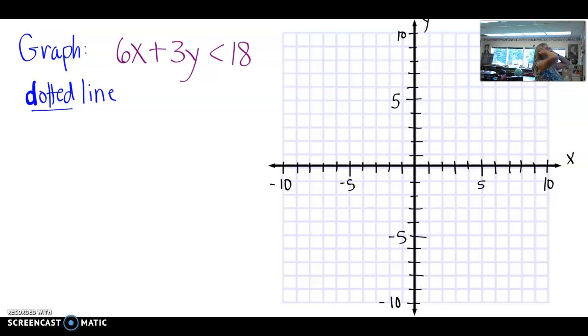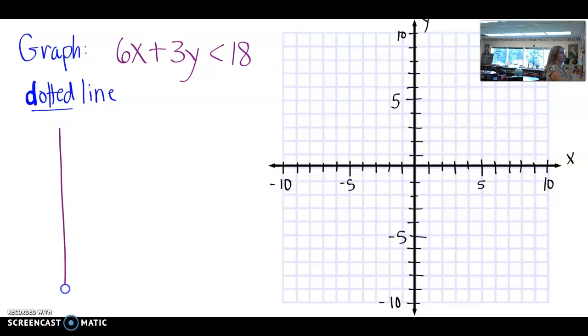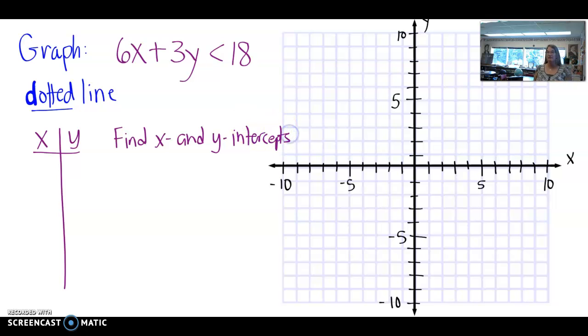So the easiest way to do it when this is in standard form like it is, it's not in slope-intercept form, the easiest way to graph this is to find our x and y-intercepts. To do that, you're going to let the opposite variable equal 0. So what we're doing is find x and y-intercepts, because once you find those, you've got 2 points and you can graph the line. So to find the y-intercept, we're going to let x equal 0 and solve for y.